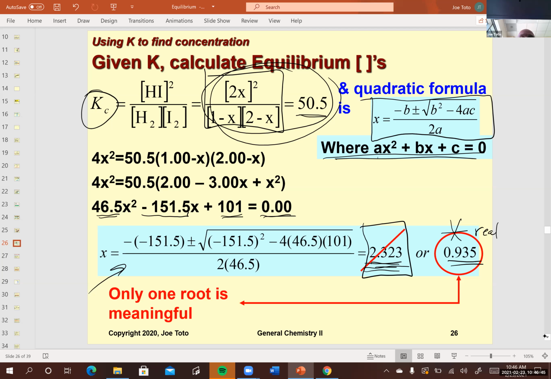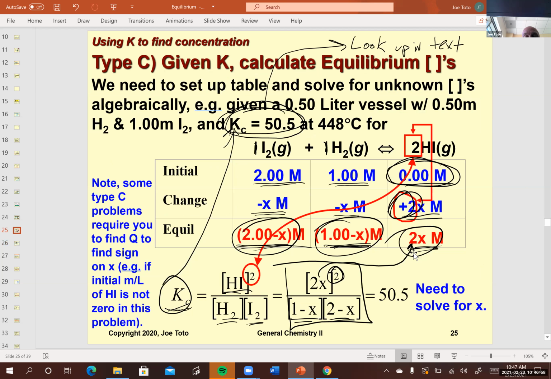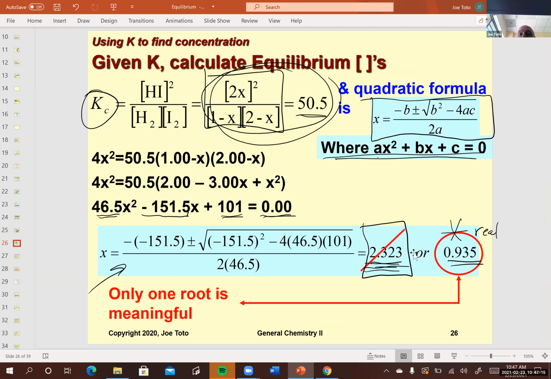So what does that mean? Well, the chemists and the physicists, they just go back to the problem and they show that one is impossible, namely this 2.3. If we go back and we look at this equilibrium, if I have 2 minus 2.3, I'm going to get a negative value. That can't happen. I can't have negative amounts of something. So that one's ridiculous and I can throw it away. The only possible answer is 0.935. Any questions on that?